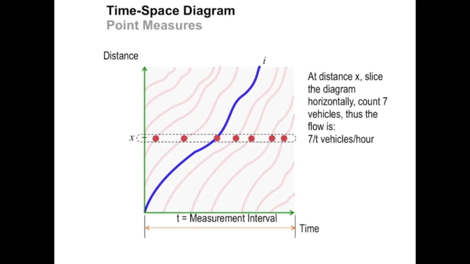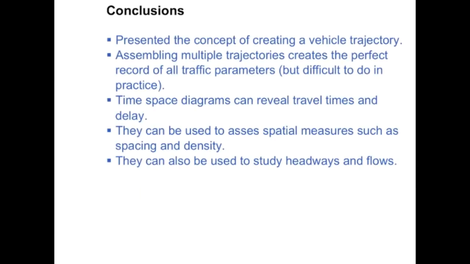And again, the horizontal slice at a location x, you count the number of vehicles. In this case 7 vehicles pass by during measurement interval t, so you can calculate the flow as 7 divided by t vehicles per hour. If speeds are measured, of course, if you have a radar gun at location X, then you could also compute the time mean speed as we discussed before.